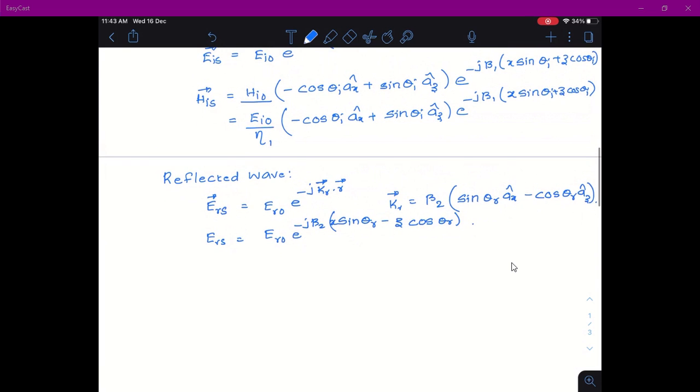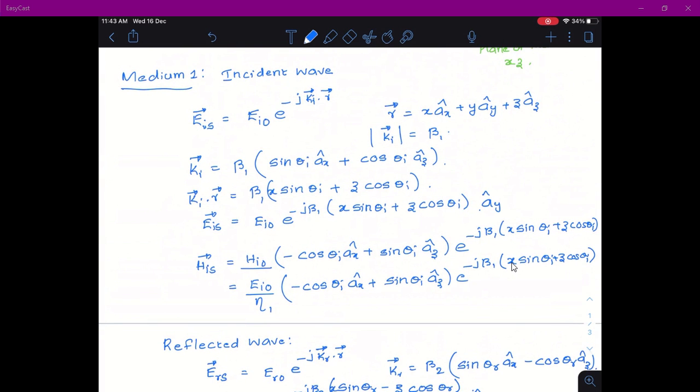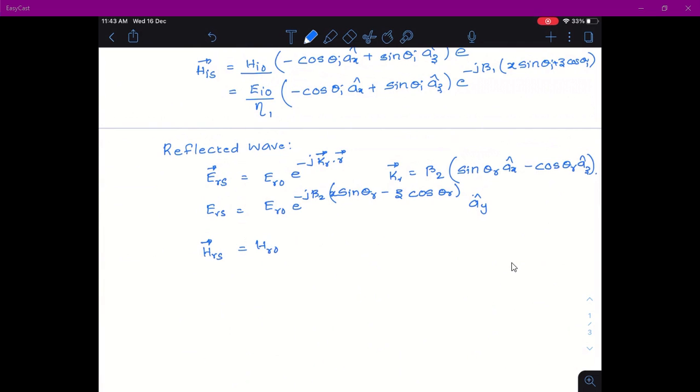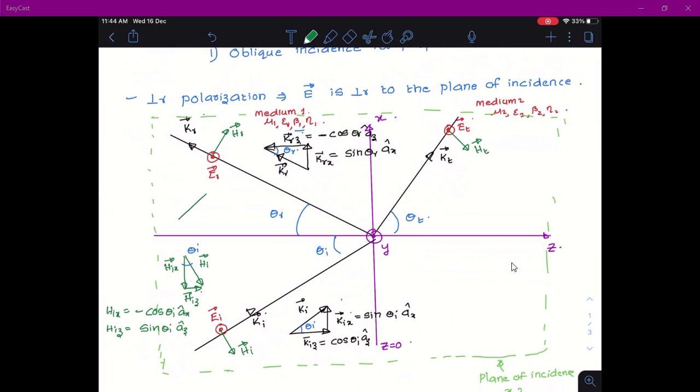Similarly, and this is along y direction. I think I have forgotten to mention the direction in the previous case. This is along y direction. And HRS will be equal to HR0 multiplied by, you see the HR here is in oblique direction. We need to resolve into two components parallel to each of the axis. So, HR is something like this. This is HR. So, I can resolve into one component parallel to z axis and other component parallel to x axis. So, this is HRZ, this is HRX. And the angle is theta r here.